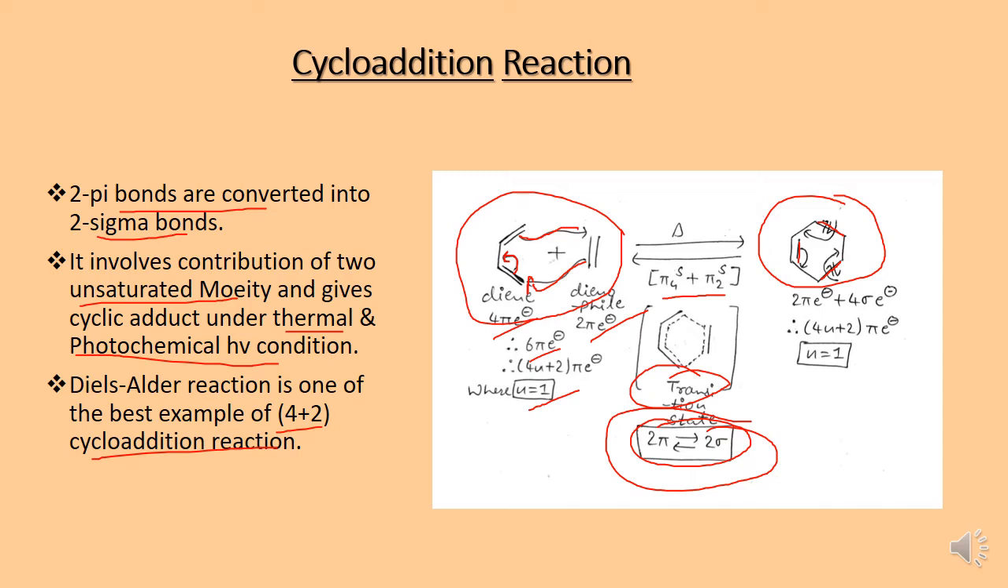Here two types of modes of addition are there: supra-supra addition or antara-antara addition, and supra-antara addition can also be there. But here we will discuss only supra-supra addition. If the same lobes are connected to each other on the same side, then it is called a supra addition. Same lobes attached on the same side are known as supra-supra addition. Here it is a supra-supra addition.